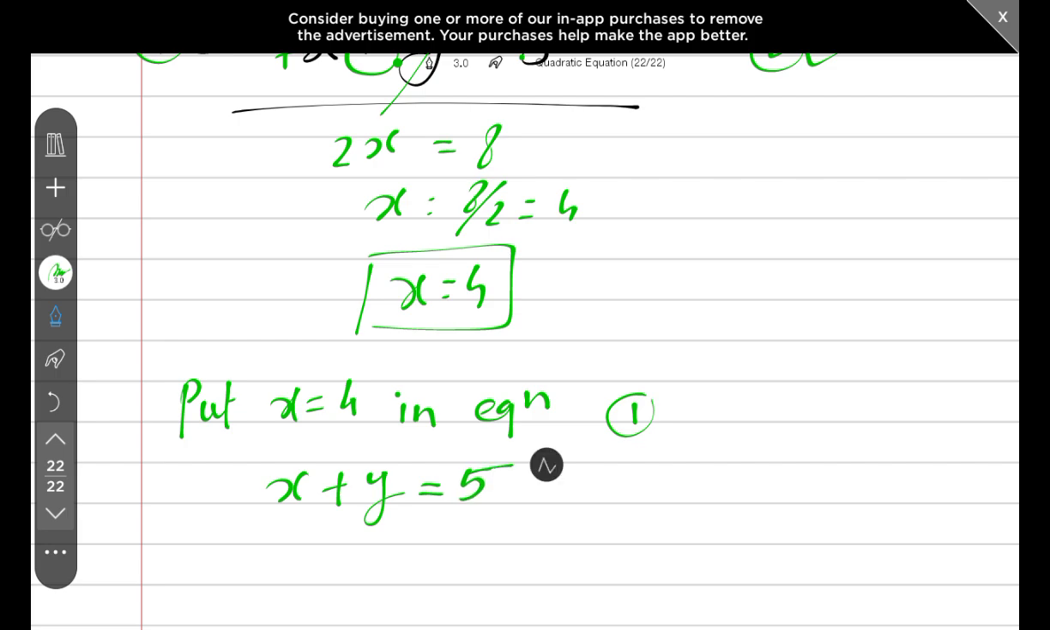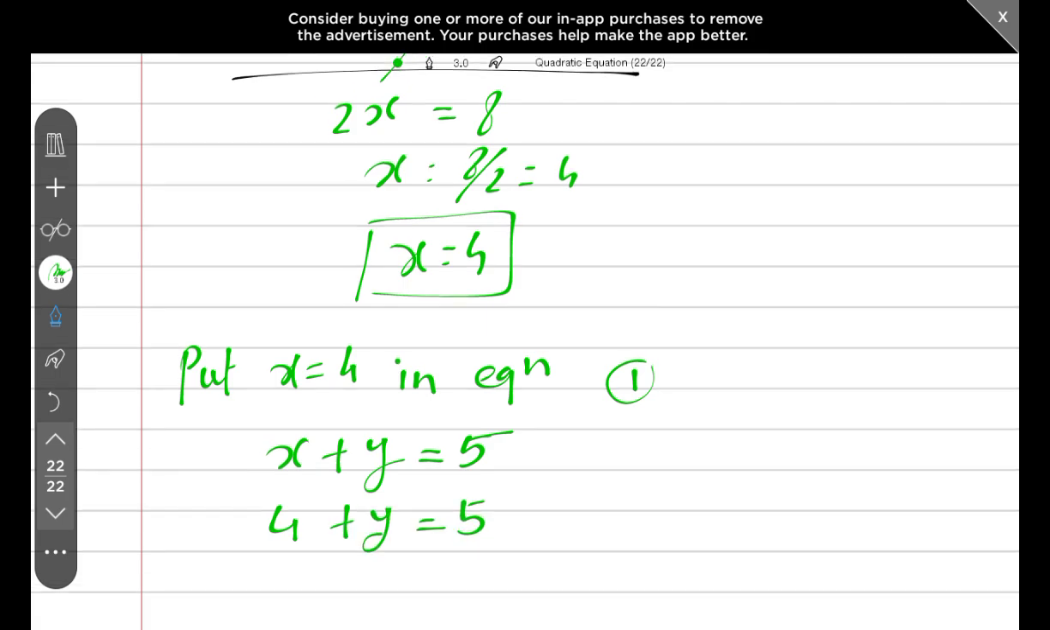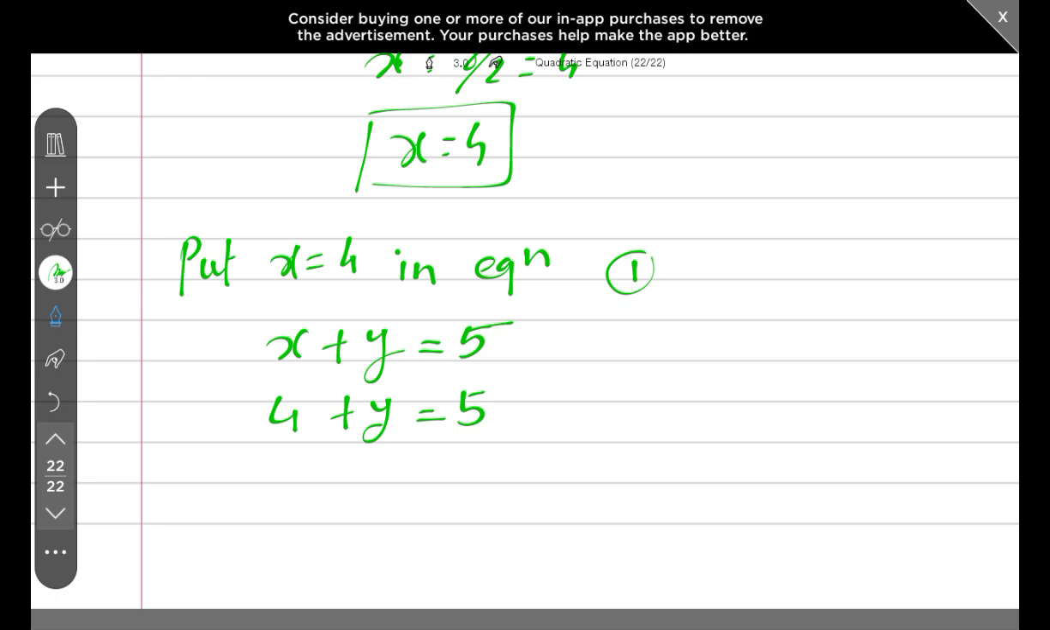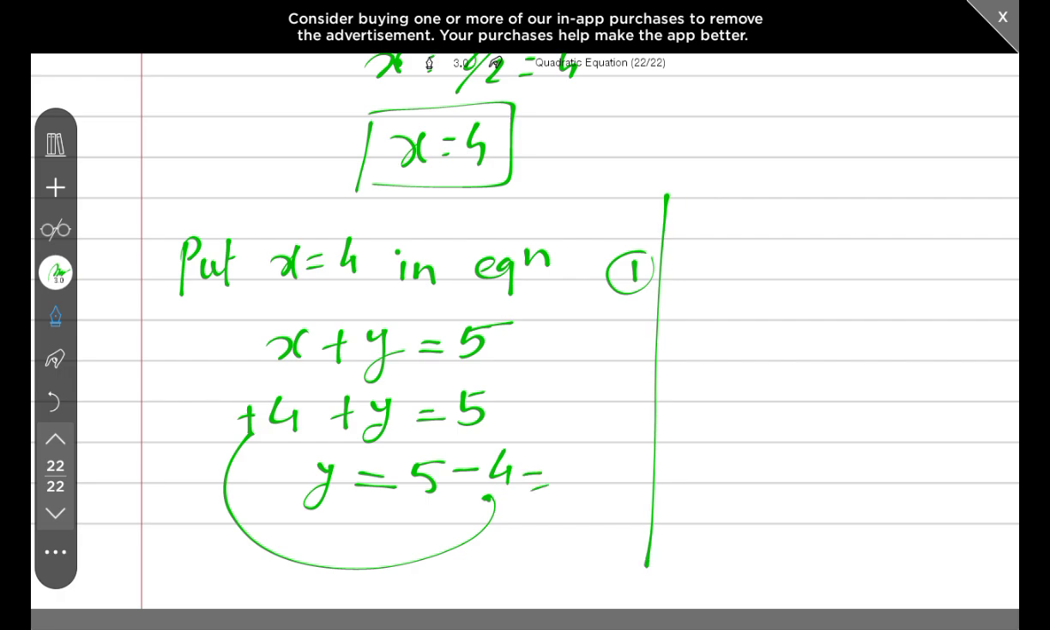Now after putting x equal to 4, what will I get? I will get 4 plus y is equal to 5. Now by transposing this 4 to the right side, I can write y is equal to 5 minus 4. The 4 having positive nature, after transposing to this side it becomes negative. So 5 minus 4 is equal to 1. So I get y is equal to 1. This is the simple approach to solve simultaneous linear equations.